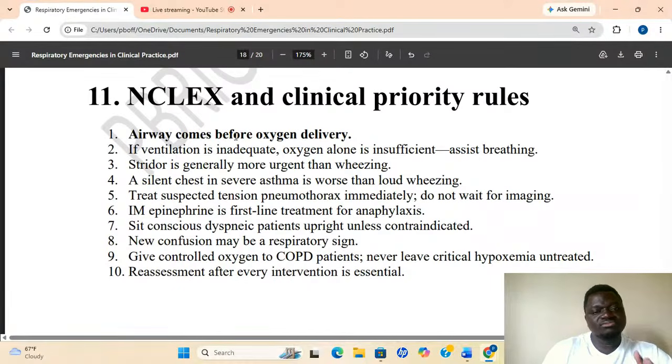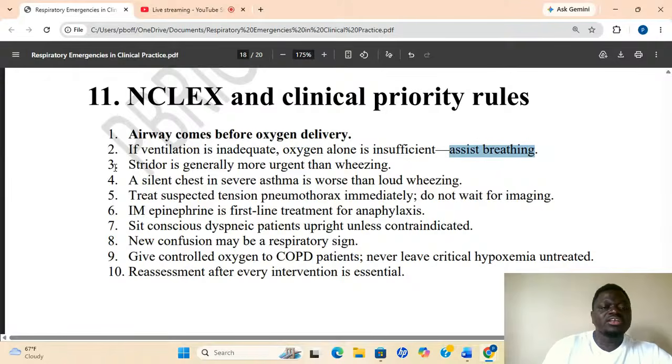Airway comes before oxygen delivery. If ventilation is inadequate, oxygen alone cannot work, is insufficient. So the fact that you are seeing a higher SpO2 does not mean the patient is bringing out CO2. You should assist, put the patient on ventilator, assist control.